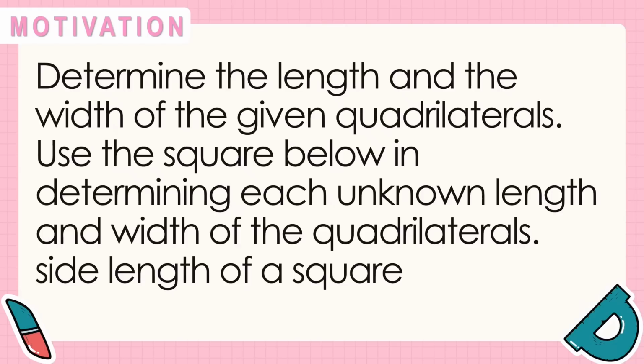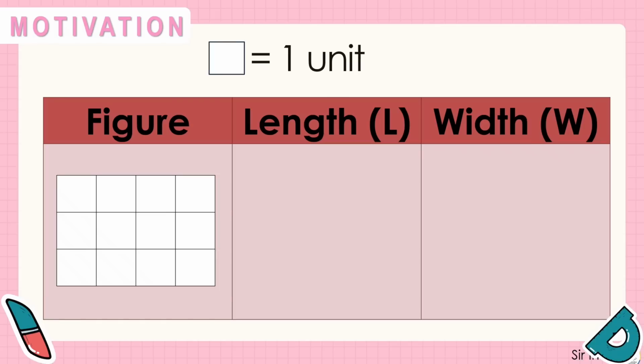Okay, next, you're going to determine the length and the width of the given quadrilaterals. Use the square below in determining each unknown length and width of the quadrilaterals. This is the side length of a square. One square is equal to one unit. Can you figure out the length and width of our figure here?